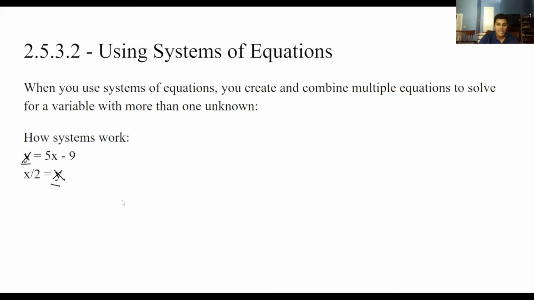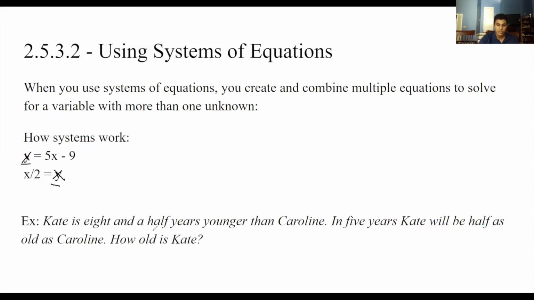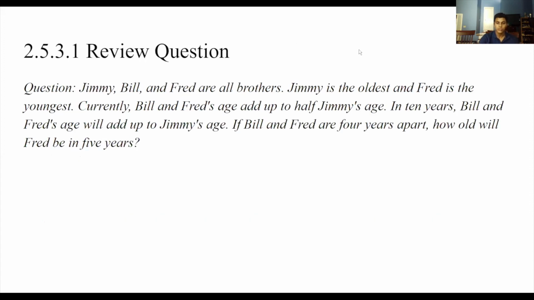So we looked back at this question, and we figured out that if we used our 2 equations and got rid of the c variable, so we could solve for k, then we'd be able to find Kate's age. And then finally, we did a review question. We were talking about Jimmy, Bill, and Fred's age. Well, we actually had 3 different variables, and we created 3 different equations. And then we isolated the variable for Fred's age and found that in 5 years, Fred will be 8 years old.